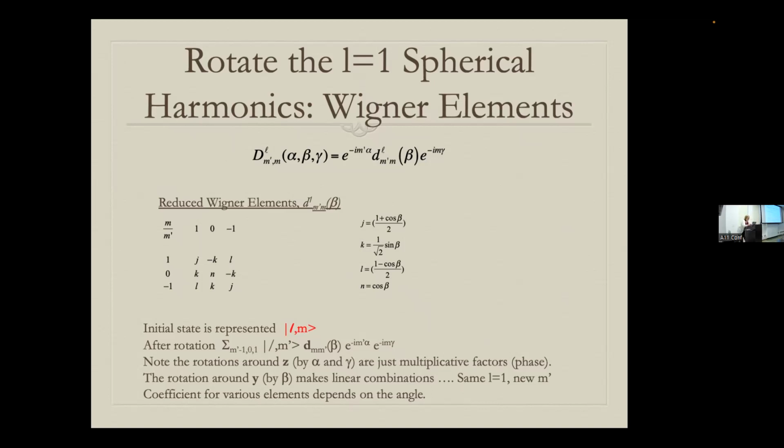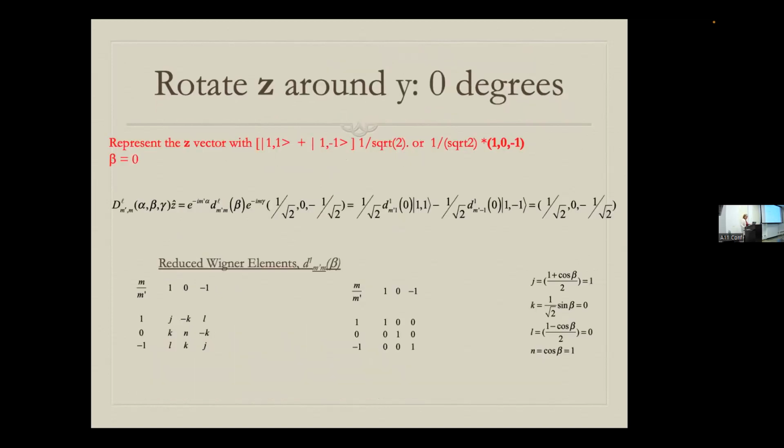Let's see, what am I saying at the bottom? The initial state is represented L comma M. After rotation, it is a sum. And the projection factors are these D's that you have to look up here. Note that the rotations around Z are just multiplicative factors of a phase. Rotation around Y by beta makes linear combinations. Coefficient for various elements depends on the angle. Okay, that's all the stuff I said already.